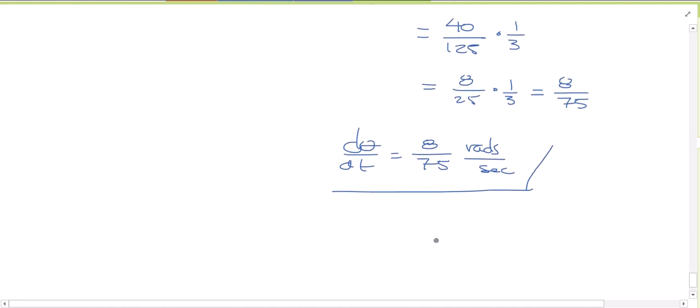You could change it to a decimal, so you could say d theta dt is, changing to a decimal, you will have 0.10666 repeated, so about 0.107 radians per second. Just make sure that everything is done in radians. So that will be our answer. If you're doing the WebAssign homework, make sure that you pay attention to how many decimal places you're being asked to round. If it doesn't say round to a certain decimal place, they're probably expecting the full answer in fraction form. So 8 over 75.